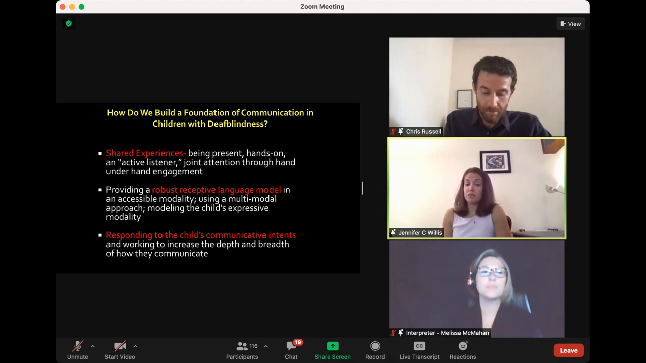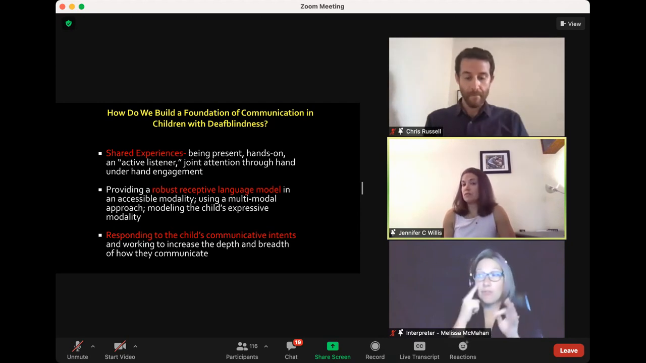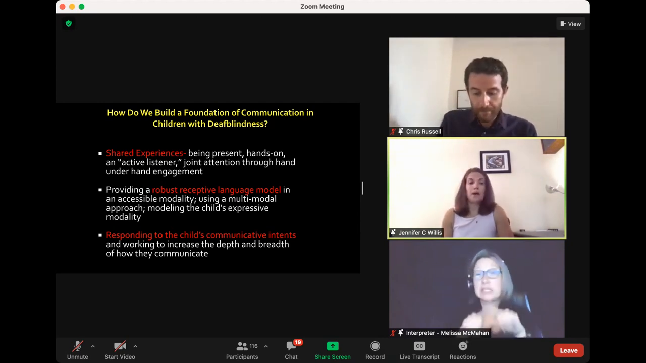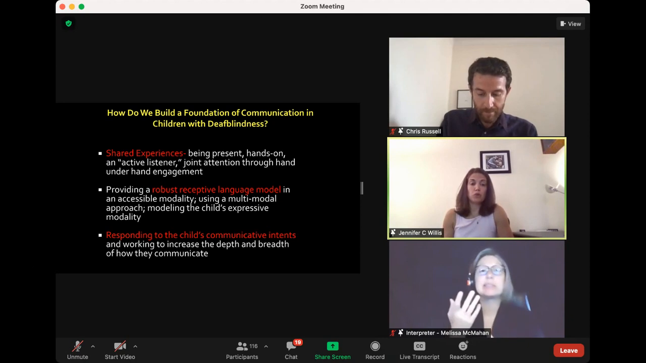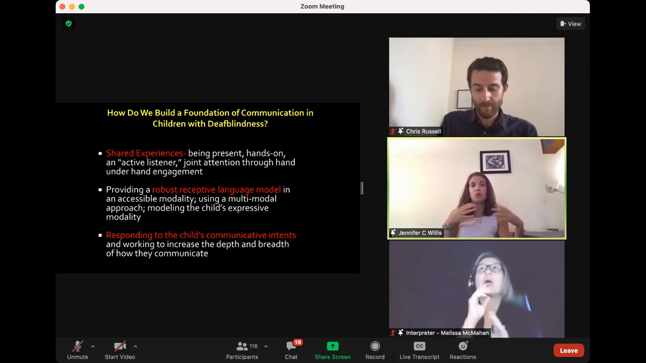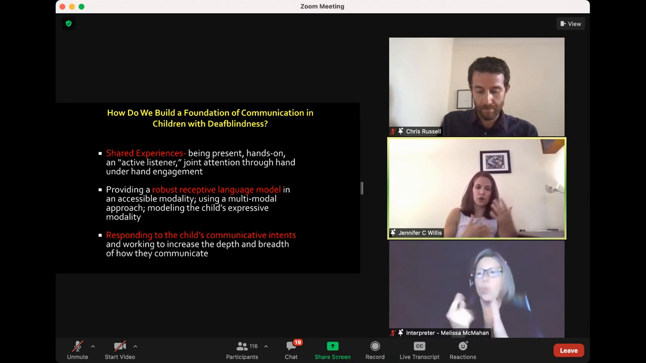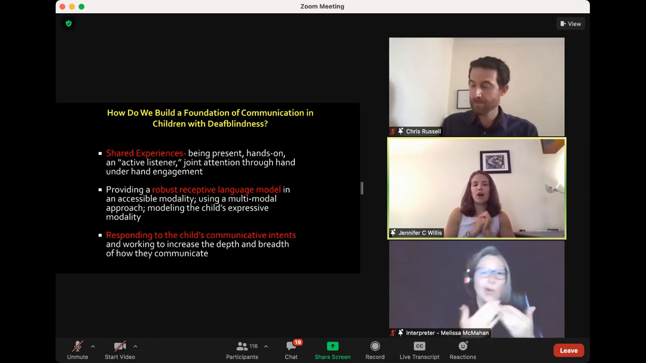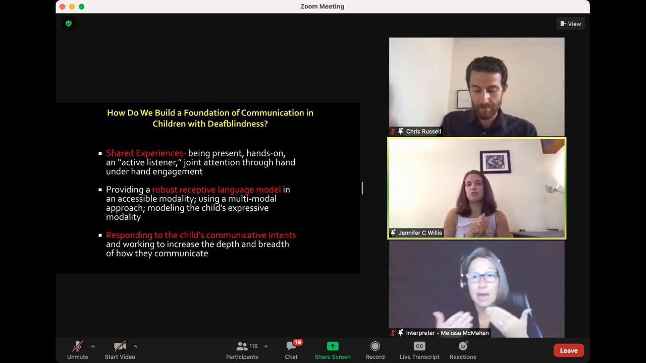Providing a robust receptive language model. Really what we are talking about today in regards to our matrix is in relation to expressive language. So we just always want to put out there that we support providing a robust receptive language model to students in an accessible modality. That could be different depending on the student's needs, using that multimodal approach. But also, not just modeling for students the modality of communication that we are trying to get them to use, be that ASL or some sort of device, but also modeling what the child's current expressive modality might be.